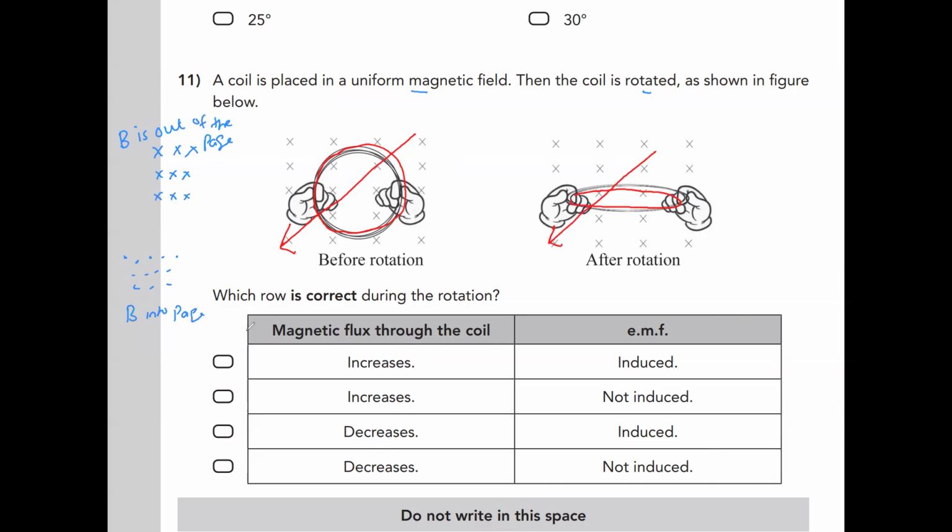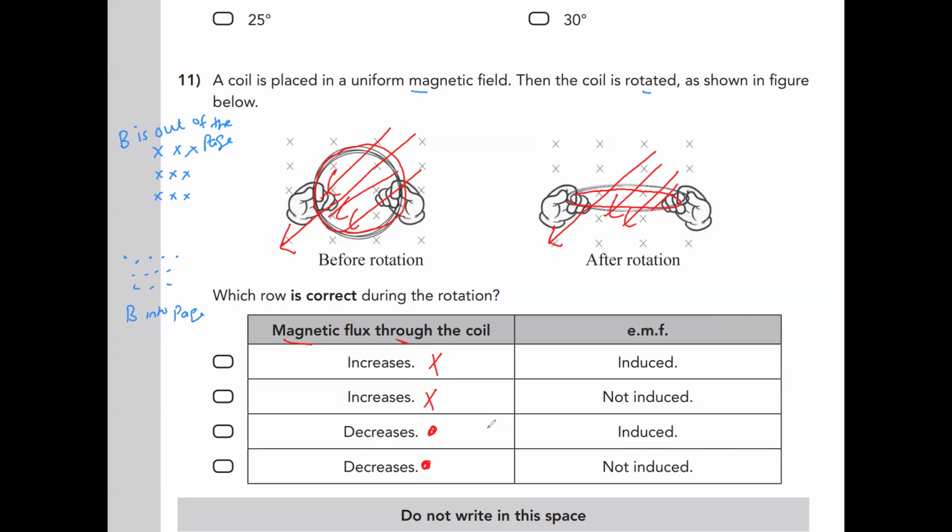The first thing is, what about the magnetic flux through the coil? Whenever the coil is placed perpendicular to the magnetic field, a large number of magnetic field lines pass through it. When we rotate the coil, a small number of field lines pass, so the flux decreases. It means the first answer is wrong, the second answer is wrong. So we have two options, either decrease or decrease.